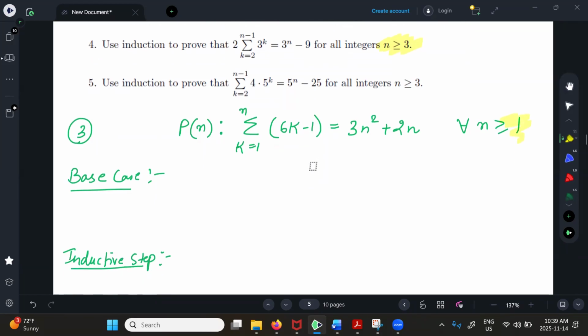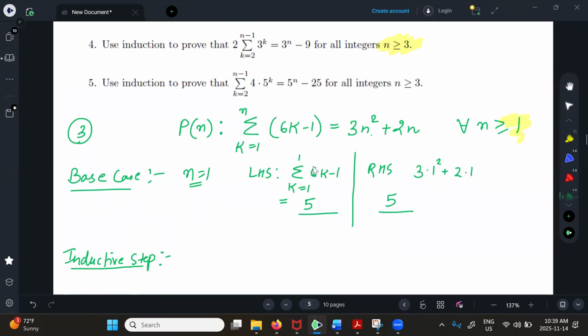Alrighty, so I prove P for n equals 1. For n equals 1, you do the LHS, RHS, right? The left-hand side, if n is 1, there is only one term here. So it's basically the summation from 1 to 1 of 6k minus 1, which is 5. What is the RHS? Put 1 here. 3 times 1 squared plus 2 times 1 is 5 again.